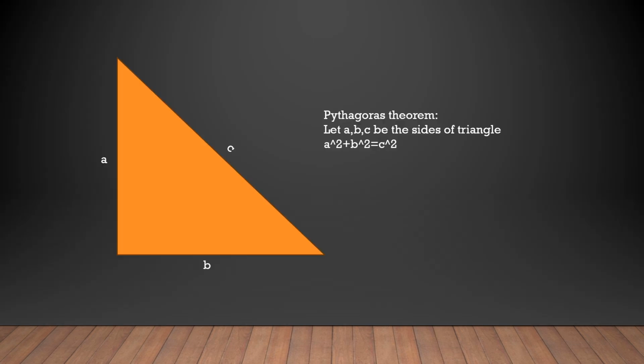Before writing the code, we need to understand the maths present in it. As our aim is to find whether the numbers are Pythagorean triplets or not, we first need to understand what the Pythagoras theorem is. Here, as shown in the figure, three sides of a triangle are given, where c is the hypotenuse. And according to the Pythagoras theorem, a square plus b square is equal to c square.